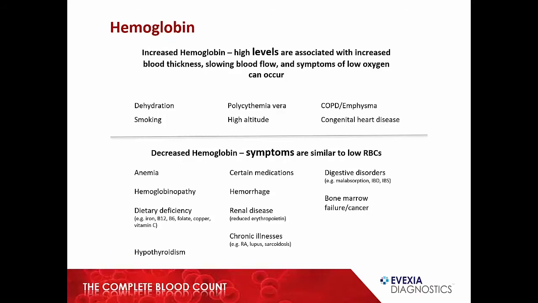Conditions that can cause a decrease in hemoglobin are anemia, hemoglobinopathy, dietary deficiencies such as iron, B12, B6, folate, copper, and vitamin C, hypothyroidism, certain medications, hemorrhage, renal disease due to reduced erythropoietin, chronic diseases such as rheumatoid arthritis, lupus, and sarcoidosis, digestive disorders, malabsorption, inflammatory bowel disease, irritable bowel syndrome, and finally, bone marrow failure or cancer.